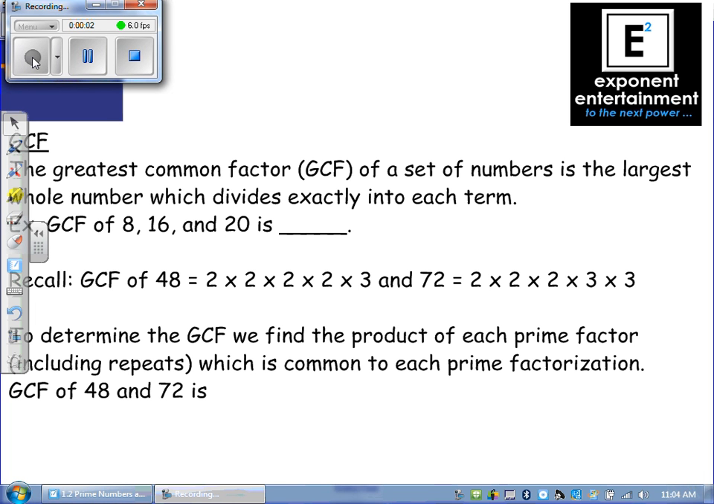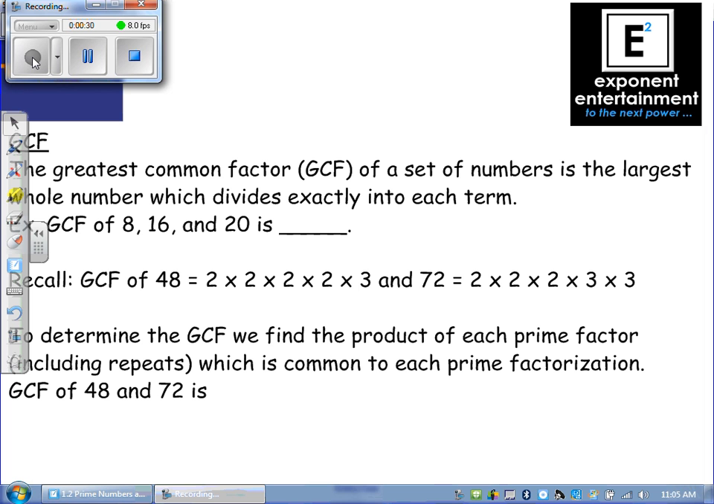Both these things that we're doing today have to do with the prime factorization that we did yesterday. So if you have any questions, you can ask them now. No? All right. So the greatest common factor. It's, for a set of numbers, the largest whole number which divides exactly into each term. So you'll be given a few numbers and be told to find the greatest common factor of them.